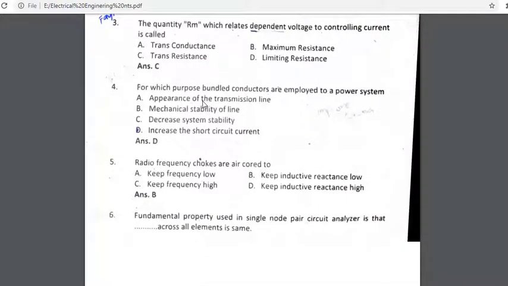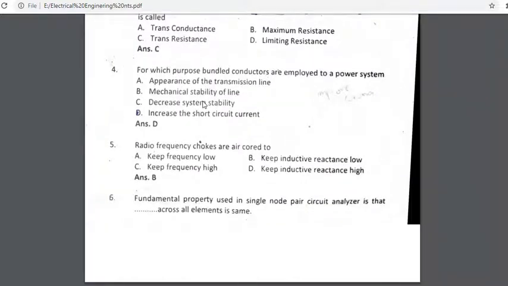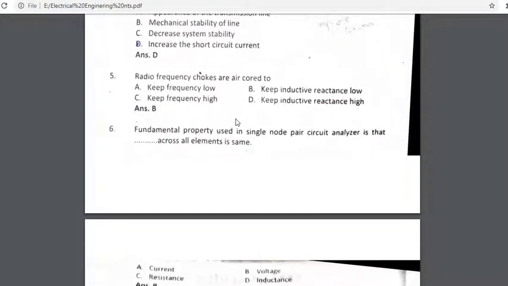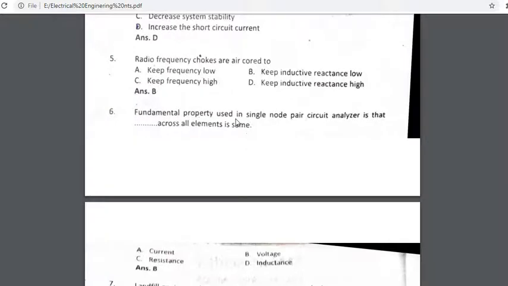And in the fourth one, for which purpose are bundle conductors employed in a power system? We use bundle conductors in order to reduce corona and in order to increase the short circuit current. And in the fifth one, radio frequency chokes are air cored. We make them air cored in order to keep inductive reactance low.